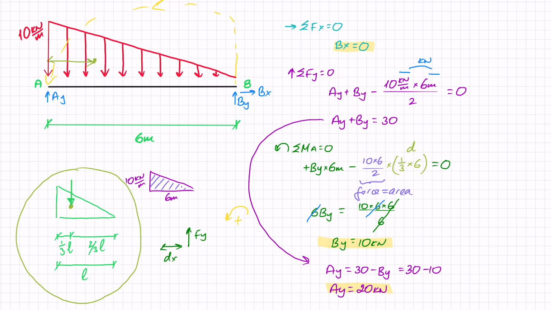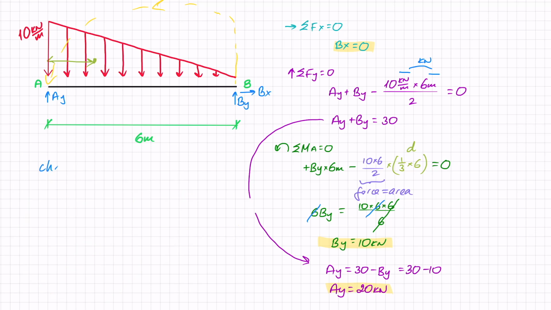The last thing I want to do before we finish off is a check. I'm going to check this by doing the sum of moments around B. And that should equal 0 as well, because we're in equilibrium. So if I look at the moments around B, I've got minus Ay times 6. And then I've got this distributed load. First, the area, 10 times 6 divided by 2. That gives me the force, which equals the area, and then I have the distance.